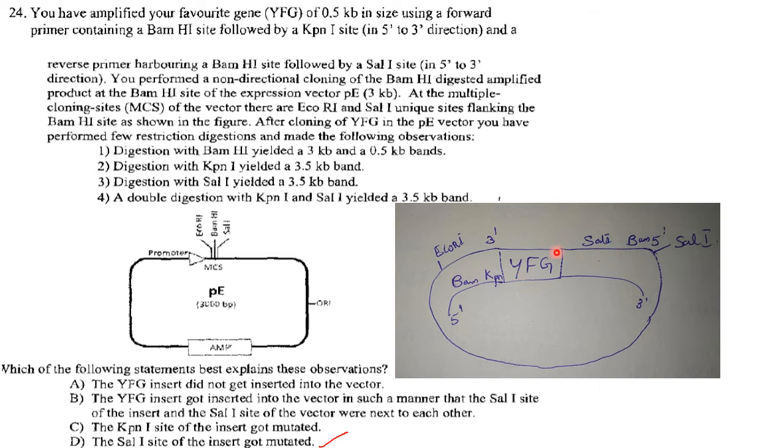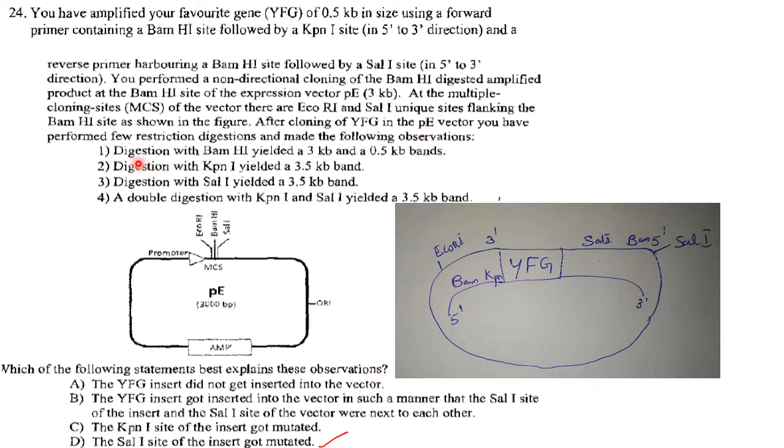It is placed between EcoR1 and SAL1 site of the vector, that is PE, and the vector is around 3 kb in size. Now what they have done is they have conducted some restriction digestions and made the following observation. Now which one of the following statements best explains these observations?